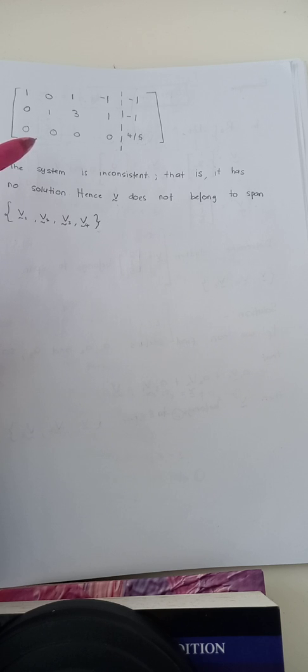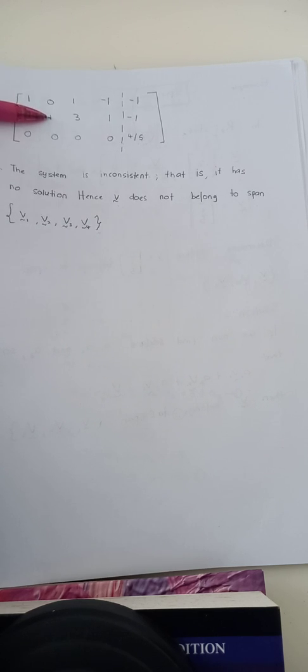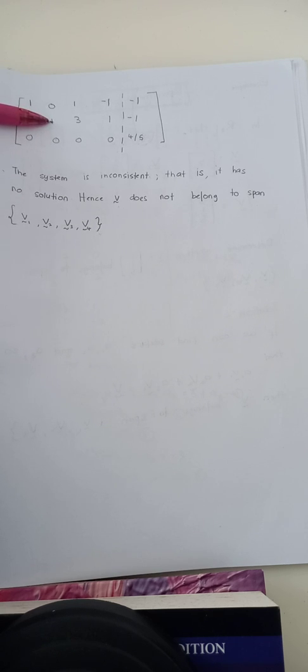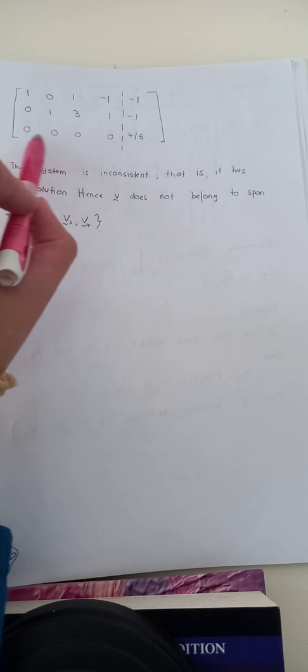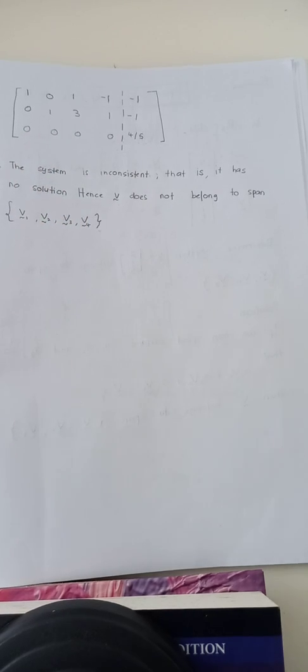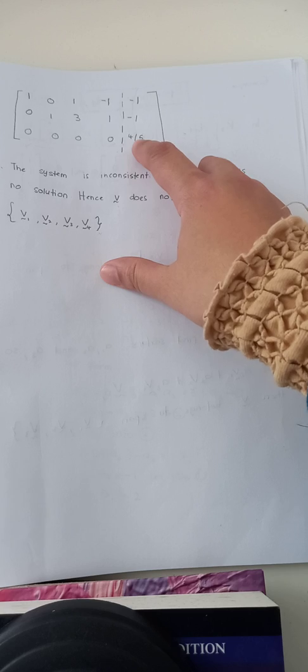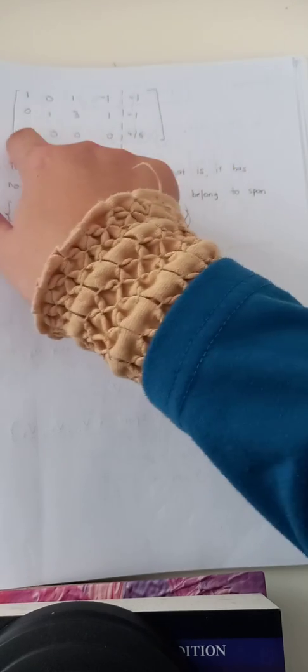So I solve it using the Gauss-Jordan elimination method. Why? Because for the leading one, the other values in its column must be 0. So this one is the leading one, and all the other values in the column must be 0. See here, 0, 0. This one doesn't have a leading one, so it doesn't matter. Then we have 0 values at the last row, and the value 4/5.